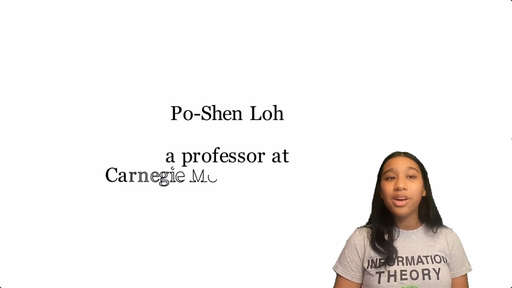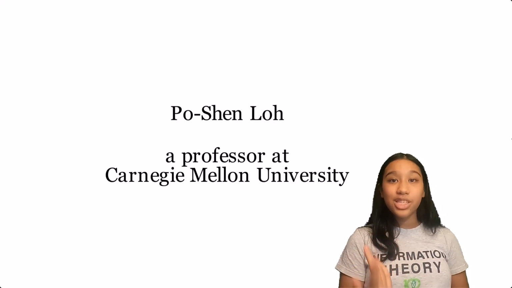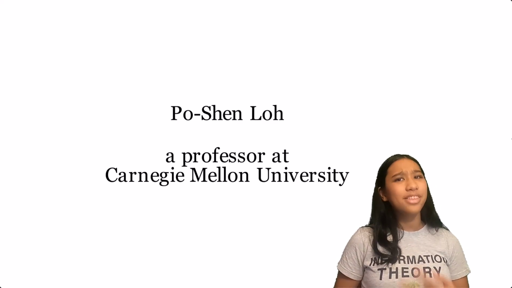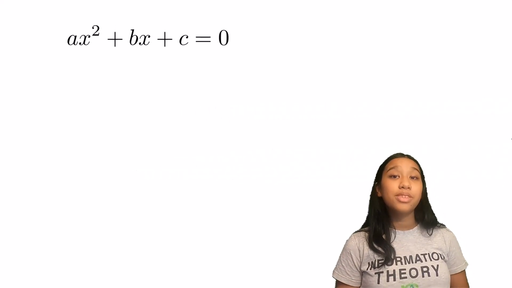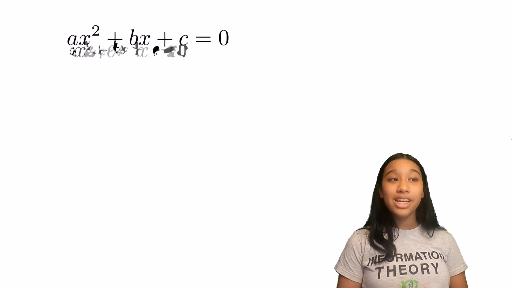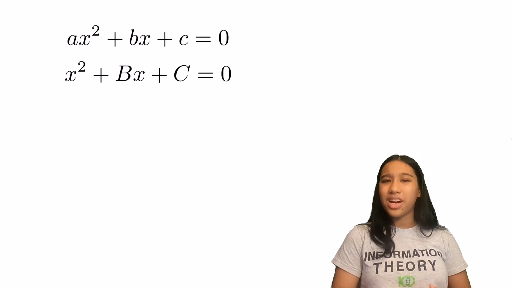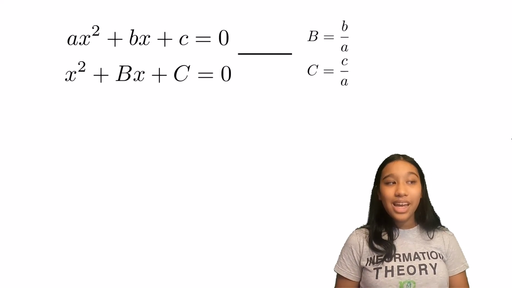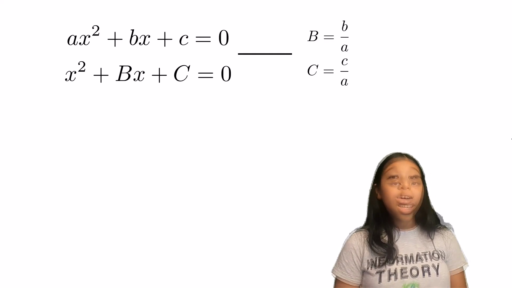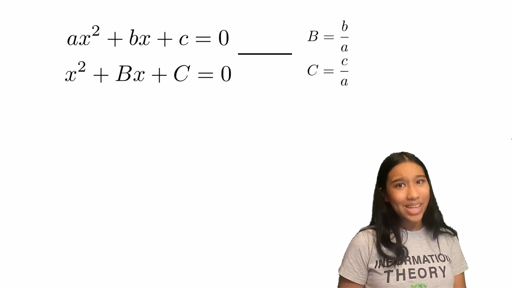Now, the solution I am about to share with you was developed by Po-Shen Loh, a professor at Carnegie Mellon University. I believe it is simple, intuitive, and teaches understanding rather than rote memorization. Here goes. To make this simpler, I will represent our quadratic equation in the form x squared plus capital Bx plus capital C equals 0 by dividing the entire equation by a. Let capital B be b over a and capital C be c over a. Note that for the rest of this video, when I say B, I mean capital B, and when I say C, I mean capital C.